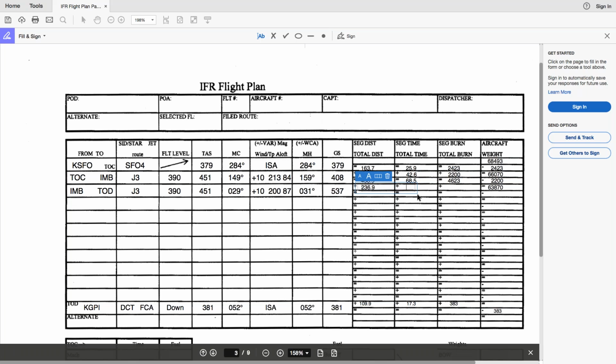Segment time. So once again, we have our distance and we have our speed. Divide our distance by our speed, and that gives us our answer. So we divide 236.9 by our speed of 537 knots. We're using our ground speed here. 2647. Okay.